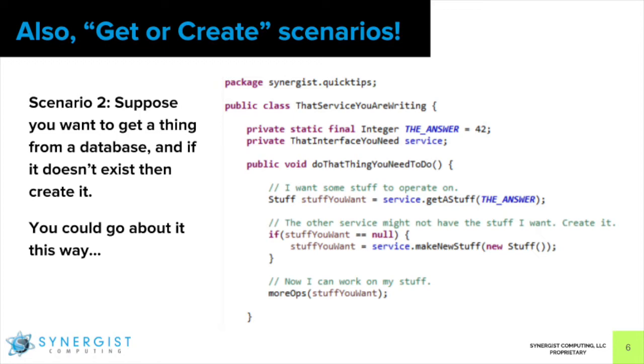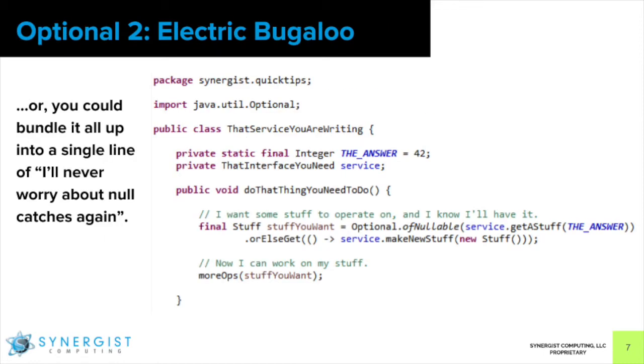Another scenario. Suppose you want to try to get a thing from some external interface, but you know in your heart of hearts that if you can't get that thing because it doesn't exist, then you want to create it based on some criteria. Well, as you can see here, you could fall back on our trusty, gratuitously curly-braced friend, the if clause, or you could wrap your get call in an Optional.ofNullable, and if you get a null answer back, then you can create your own automatically. Functionally, they're equivalent, but I personally like collapsing them all into one line, because isn't concise code just fun?